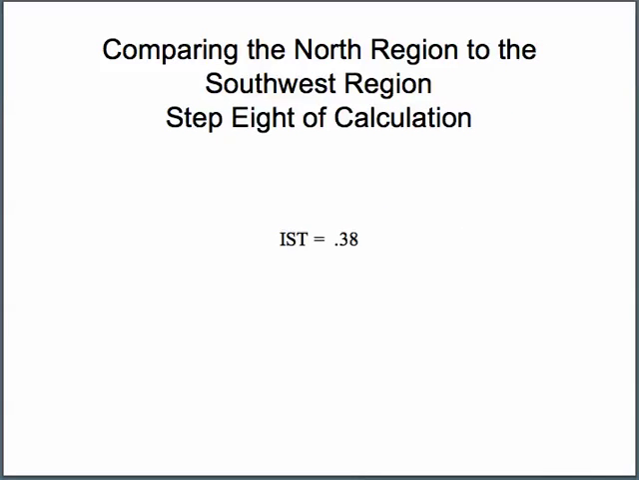Our eighth and final step is to divide the numerator that we calculated many steps ago, 2.14, by the denominator of 5.58. The result is 0.38, and this is the result of the independent samples t-test. Way to go in sticking with this.